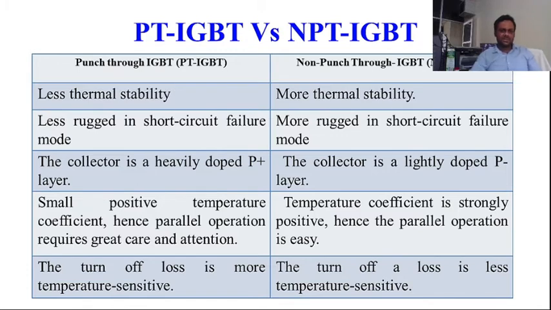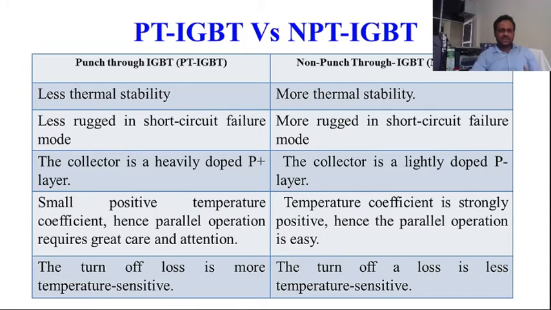In punch through IGBTs, the collector is heavily doped. Collector means the substrate layer, the P-type layer is heavily doped. On the other side, in the non-punch through IGBTs, this substrate P is lightly doped compared to the PT type IGBTs.